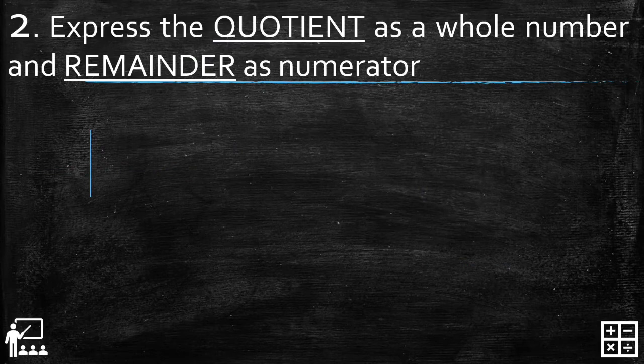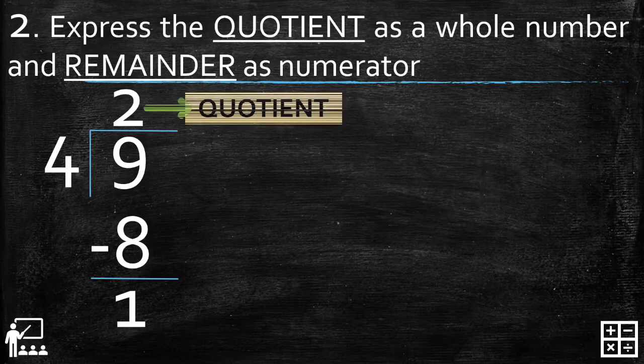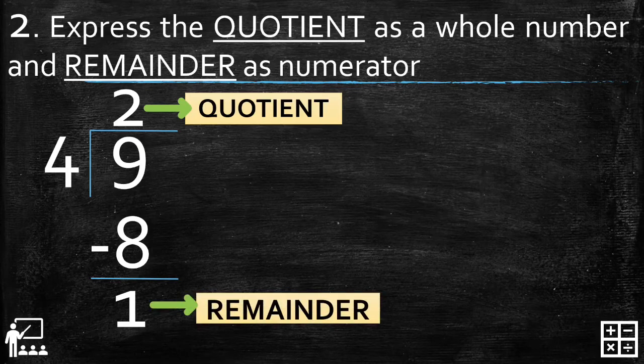So let's proceed to step 2: express the quotient as a whole number and the remainder as the numerator. From the previous slide, on step 2 we're going to identify where the quotient and the remainder are on the number sentence. The quotient is always the answer on the division, and the remaining number is called the remainder.